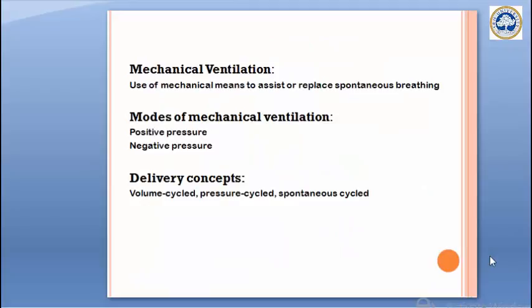Next comes the issue we would like to address. We all know that the ventilator is a life supporting device for patients whose respiratory system is compromised. Mechanical ventilation can be defined as the use of mechanical means to assist or replace spontaneous breathing. There are two major modes of ventilation: positive pressure and negative pressure ventilation, usually delivered to the patient as volume cycle, pressure cycle, or spontaneous cycle.